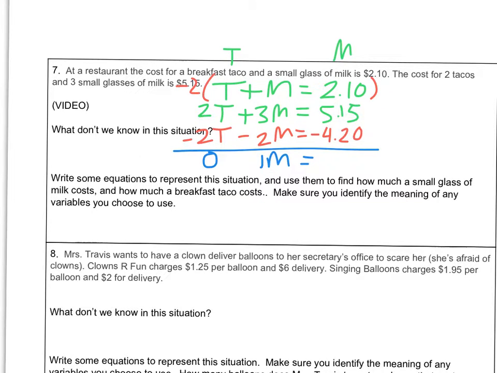And I get $1.05. And by that, I mean 95 cents. So that means that 1 glass of milk is 95 cents. And if we've got taco plus milk is $2.10, that means that taco is going to be $1.15.